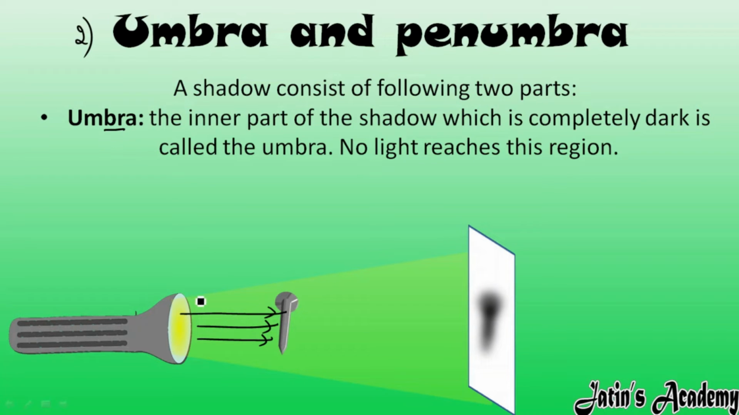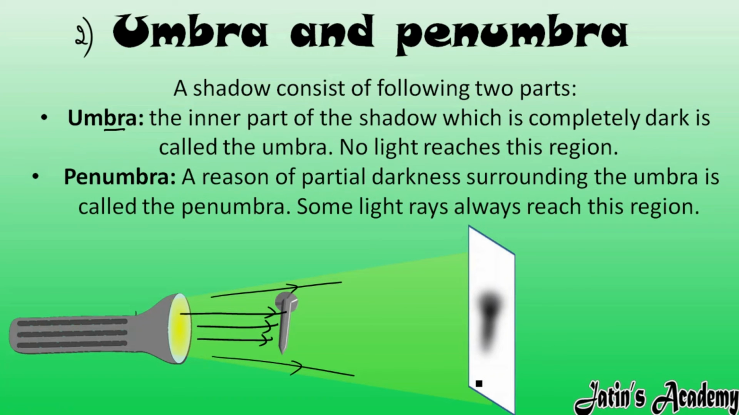And the light rays which partially move past the opaque object, meaning these light rays are not blocked by the opaque object, form lighter shadows, and these lighter shadows are known as penumbra. So what do you mean by umbra? Umbra is the inner part of the shadow which is completely dark. This is known as umbra, and actually no light reaches this umbra region.